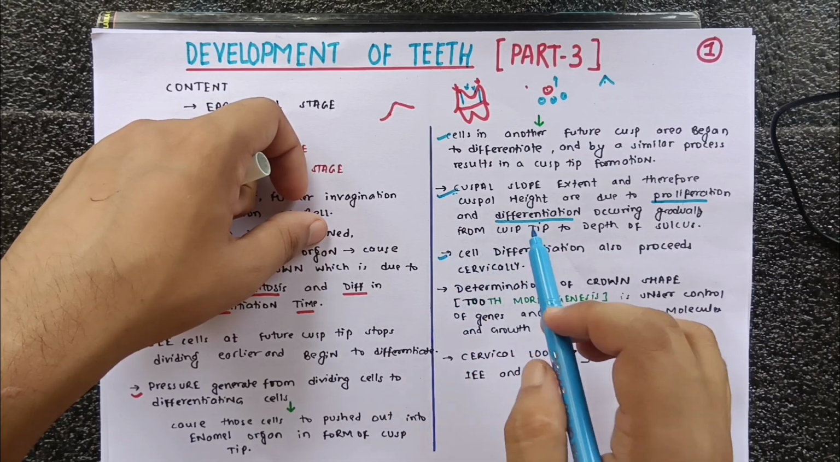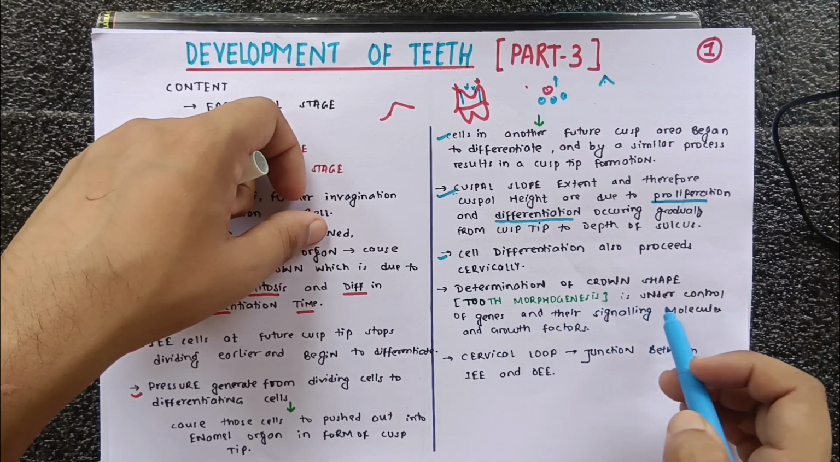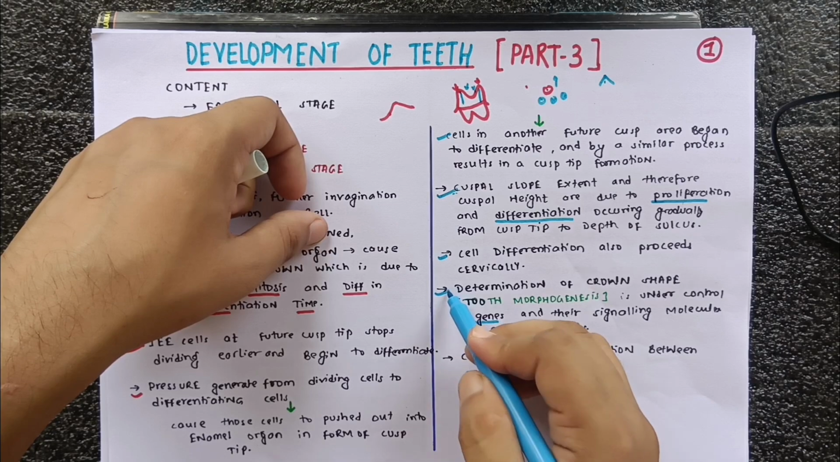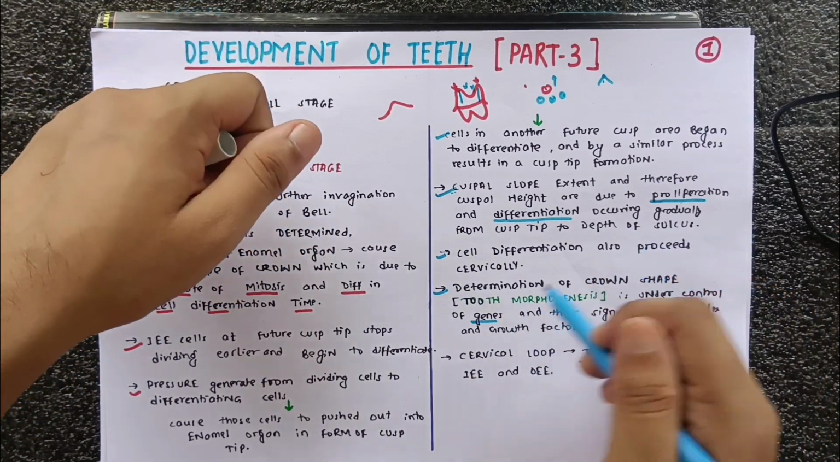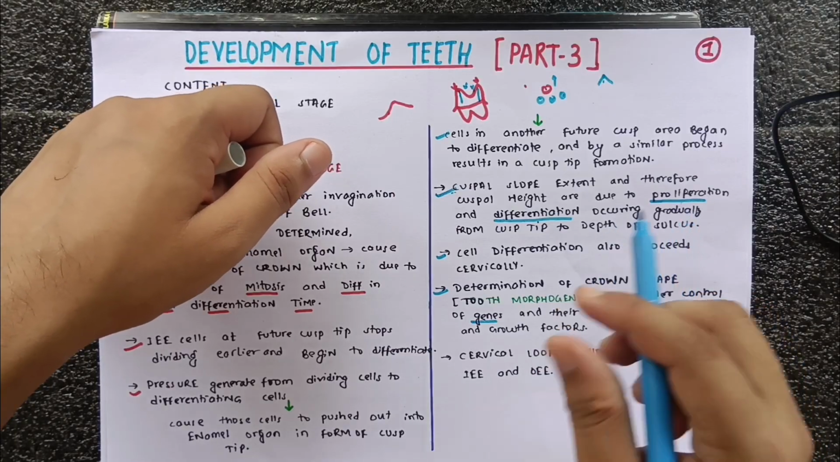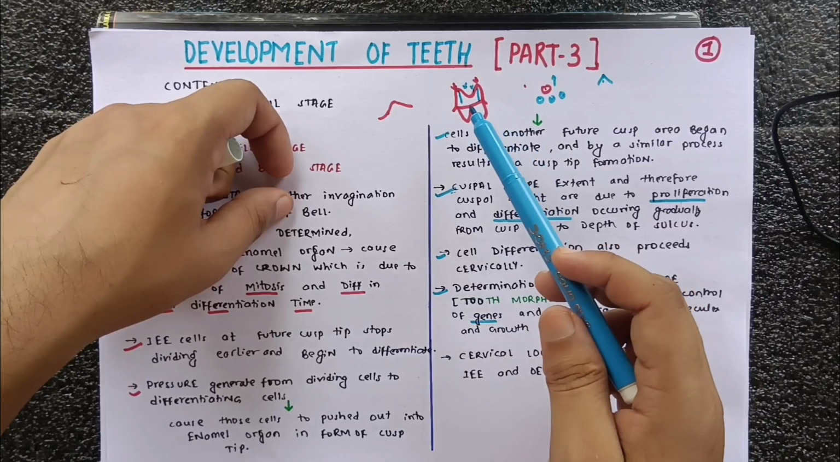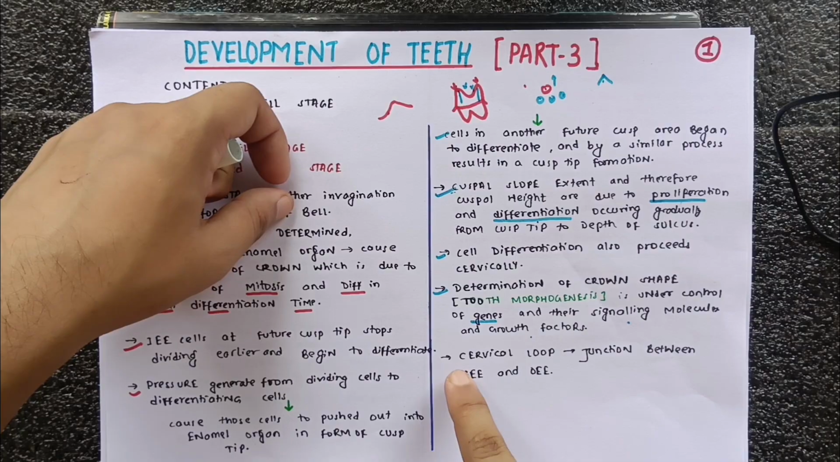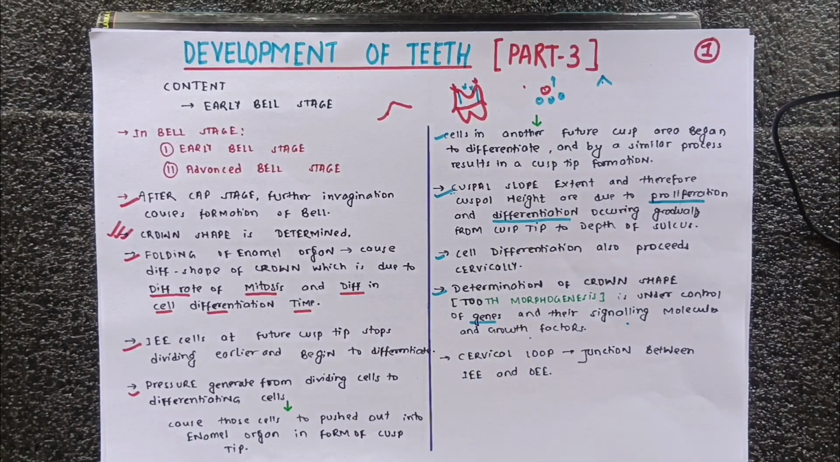Another point: differentiation of the crown shape in tooth morphogenesis is under the control of genes, and there are signaling molecules and growth factors. As we know, those signaling molecules and growth factors are responsible for tooth morphogenesis. So the chemicals at play in the formation of the shape of the crown are the signaling molecules and growth factors. And the cervical loop is the junction between the inner enamel epithelium and the outer enamel epithelium. I'll show you in the picture.